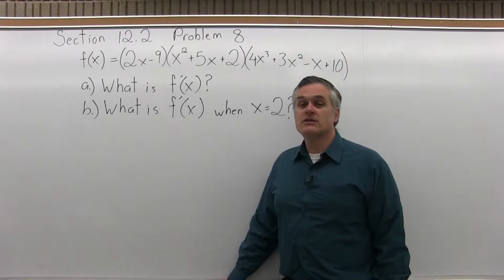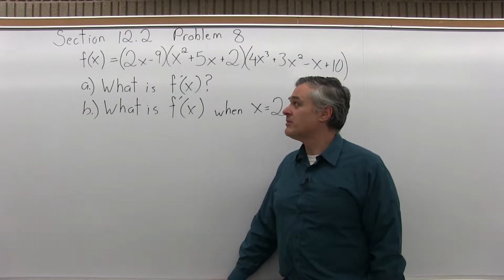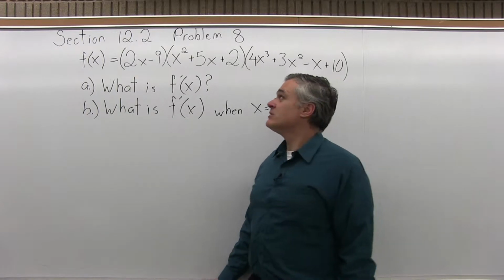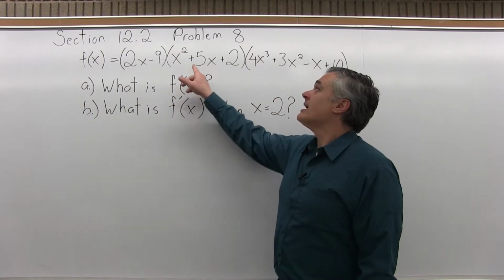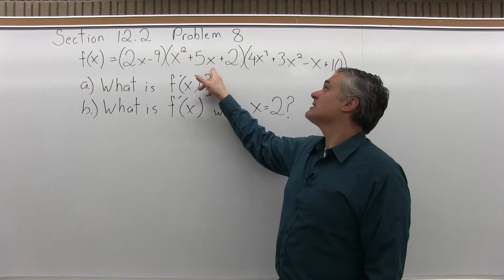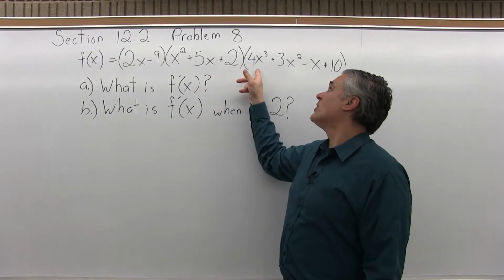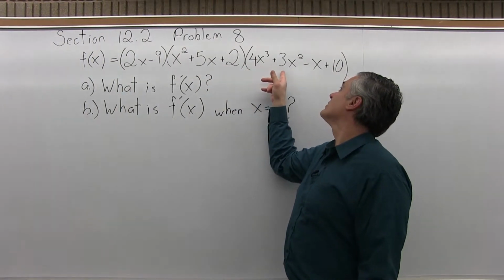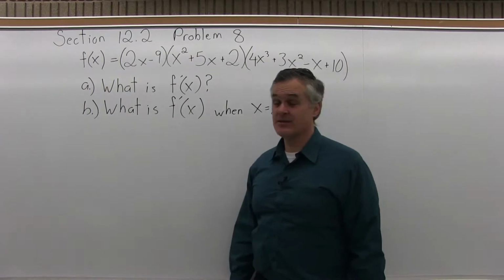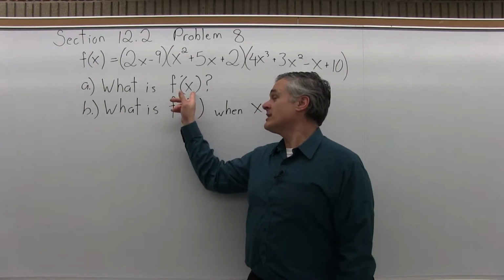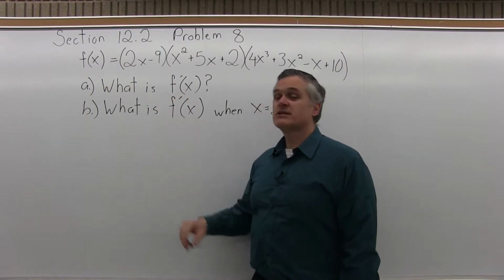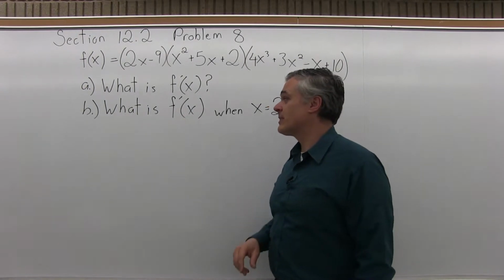This is Section 12.2, problem number 8. It says f of x equals 2x minus 9 times x squared plus 5x plus 2 times 4x to the third plus 3x squared minus x plus 10. What is f prime of x? And what is f prime of x when x is 2?